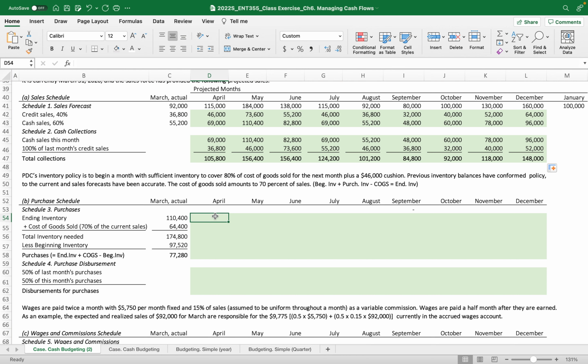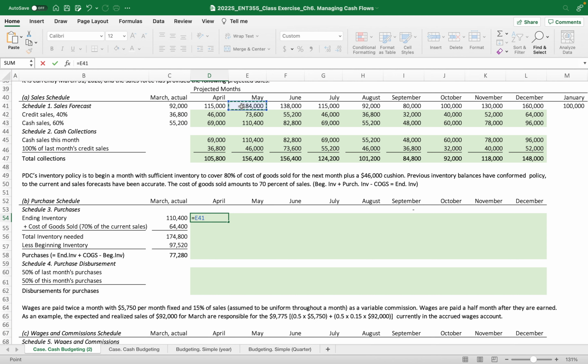This ending inventory can now be calculated. First, we have to know what the cost of goods sold of the next month is, as indicated here, right? Next month, right? Here we go. This is the sales.